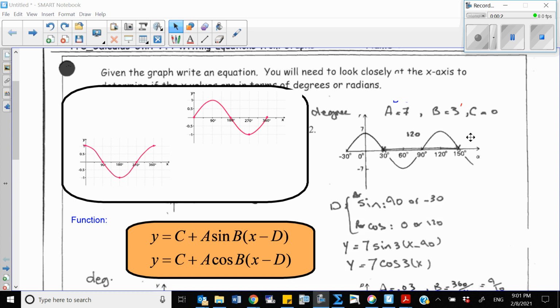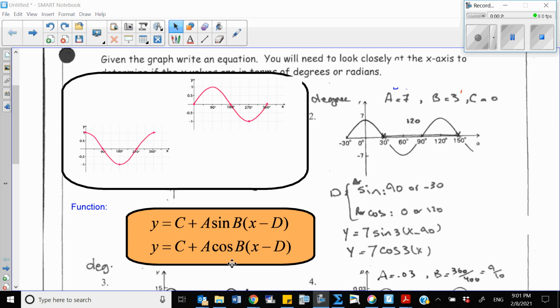We're given a graph and we want to write an equation for this. The equation that we want to write is a sinusoidal equation. The general form of sinusoidal equation is one of these two or both of them, depending on what function you want to write, sine or cosine. So we need to find the c, a, b, and the d value in order to be able to write the equation. Let's first of all work on c value.